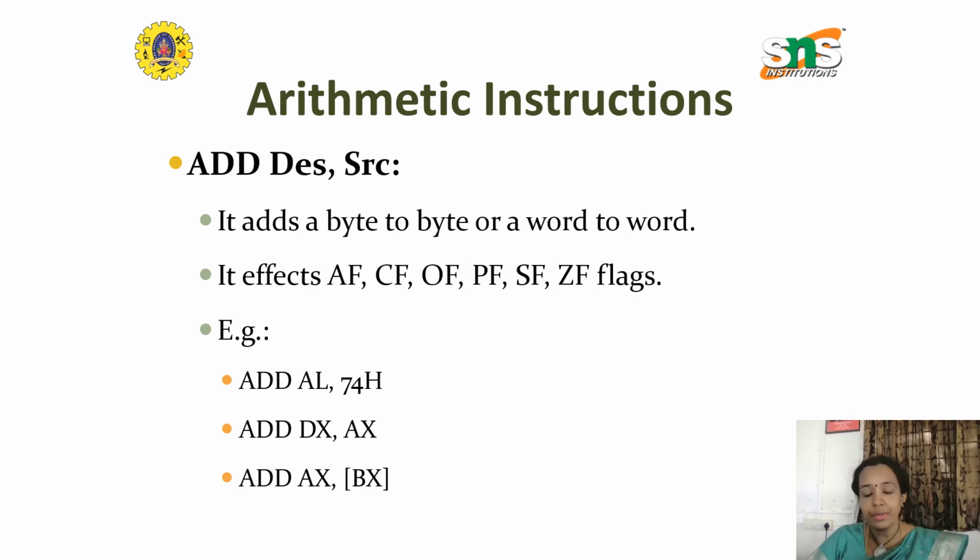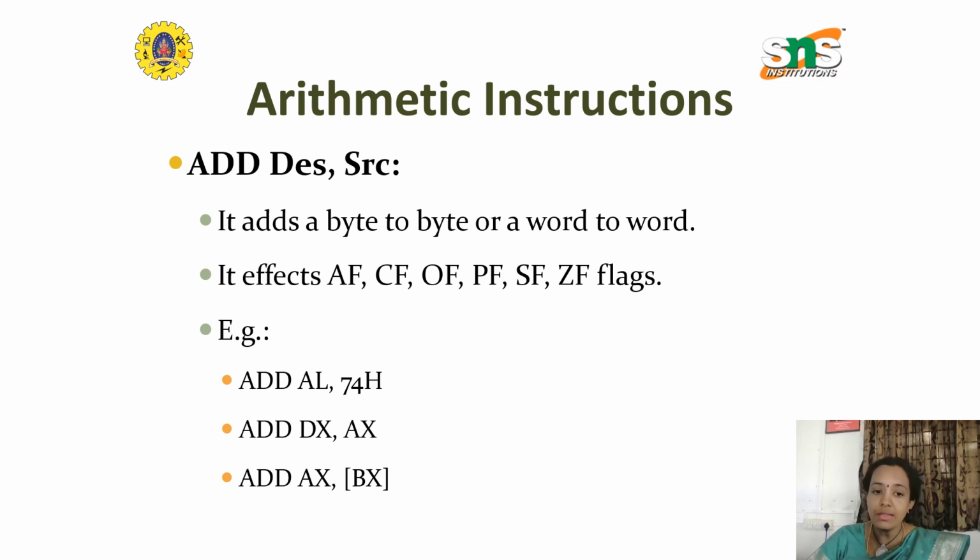The very first instruction that we learn is ADD. This affects the zero flag, the auxiliary flag, the parity flag, the overflow flag, and the carry flag. The ADD instruction is mainly used to add byte to byte or word to word data. We have three instructions mentioned here. One is ADD AL, 74H. Next is ADD DX, AX. Third is ADD AX, BX.